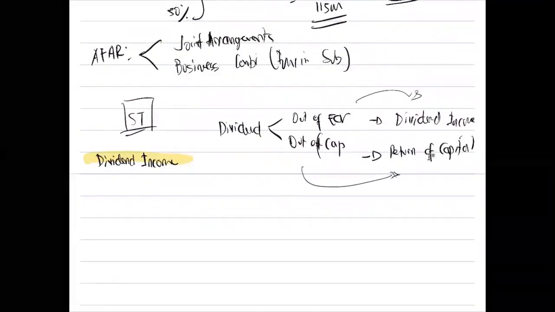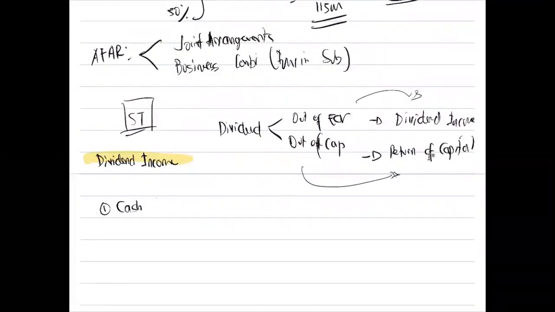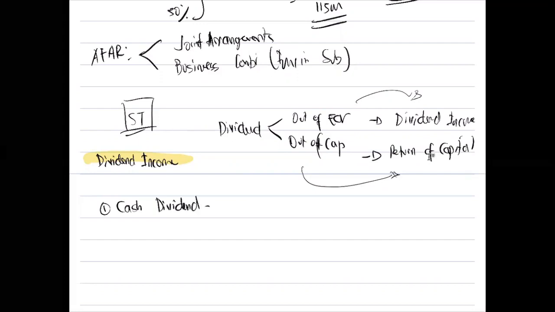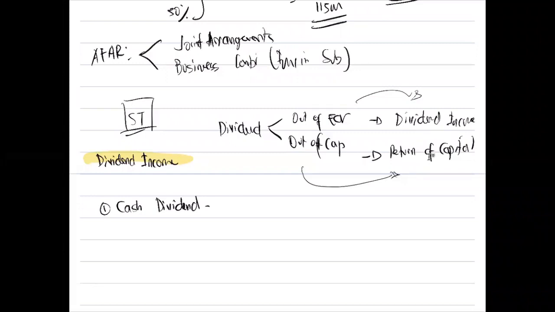So to start, first we have your cash dividend. In a cash dividend, you will receive cash. The dividend that you will receive here is cash or money. Now, how should we measure your cash dividend? We measure your cash dividend at the amount of cash dividend to be received.